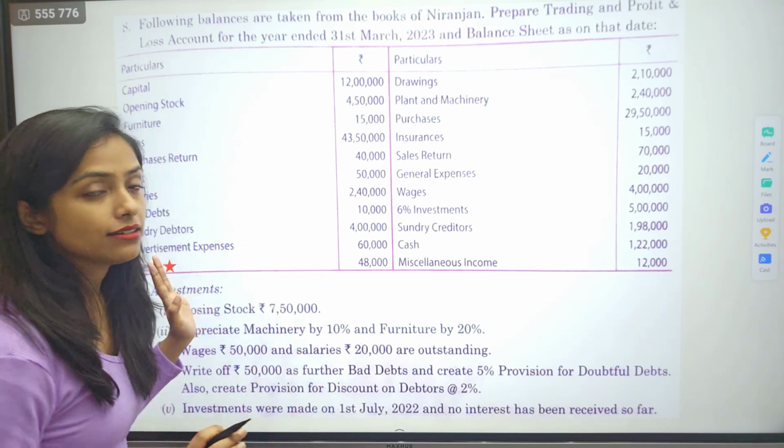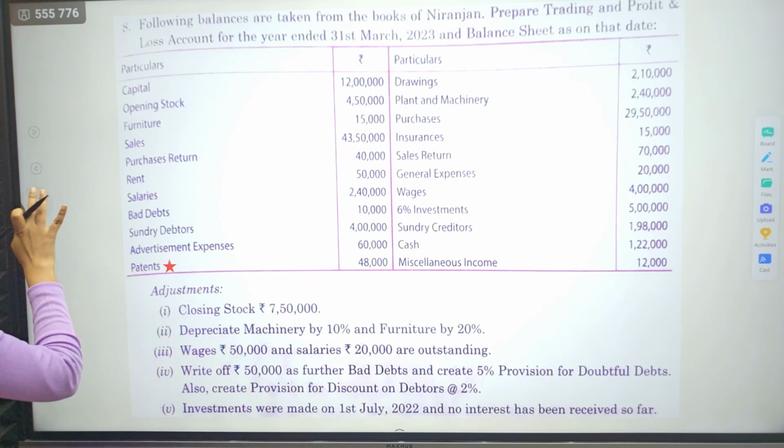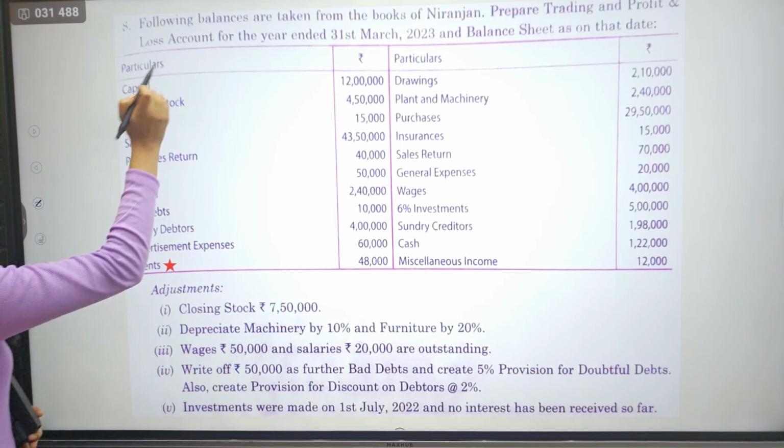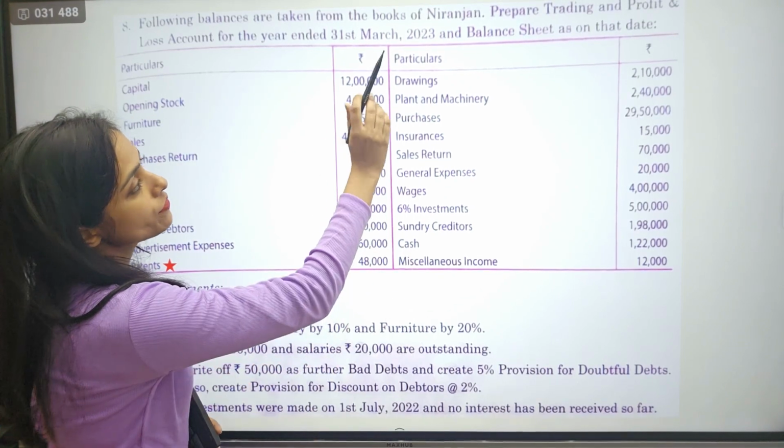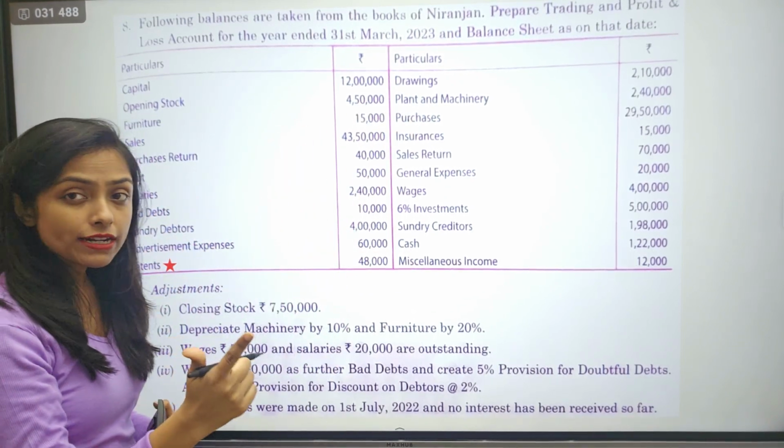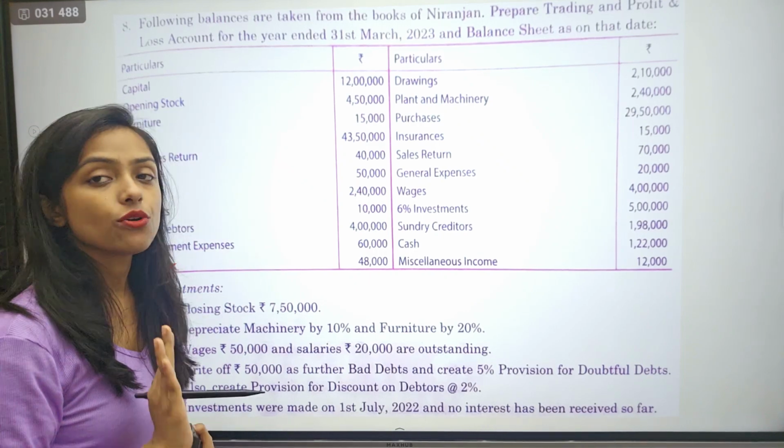So now I'm going to start this question. Please read with me. Okay, let's read. So the following balances have been given to us. One trial balance has been given. What we have to do is prepare the trading, profit and loss account and our balance sheet as always.